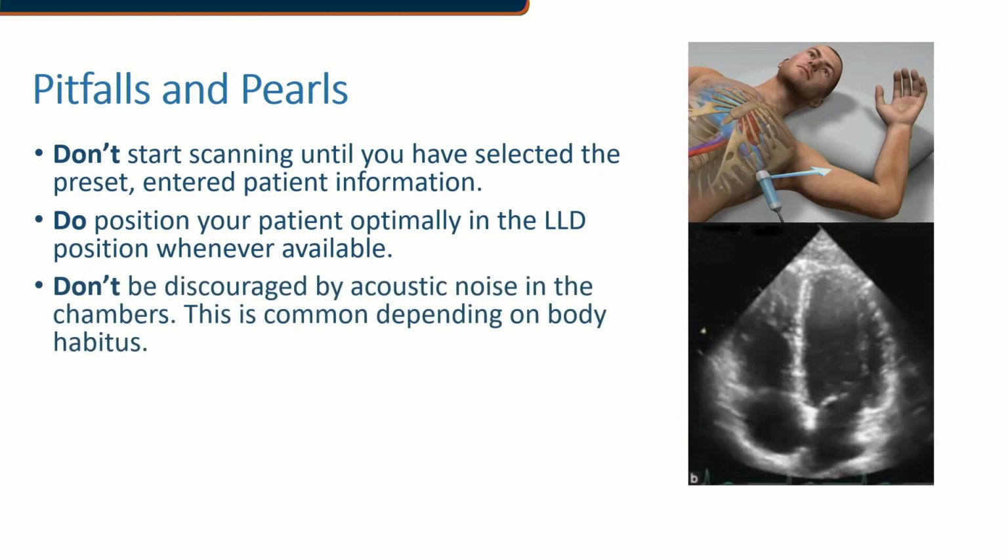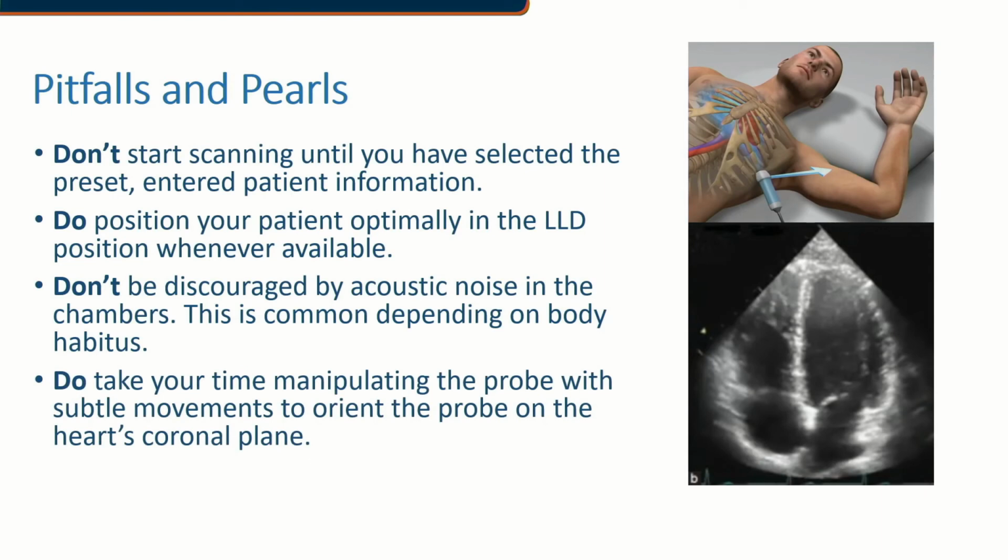Now, don't be discouraged by the acoustic noise that you're going to get in the chambers. This is common depending on body habitus. You're going to get a lot of reverberation and noise from the surrounding lungs, and you may even get some side lobe artifact coming right through the middle of your chambers. And you're not always going to be able to clean that out. Just stay focused on what your purpose is for looking at this heart. You're looking at its function, you're looking at the valve function, you're looking at the global contractility of the muscle, the myocardium, and you're looking for pericardial effusion.